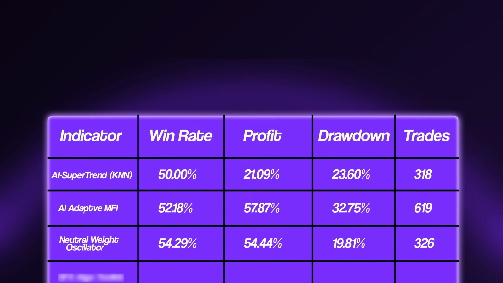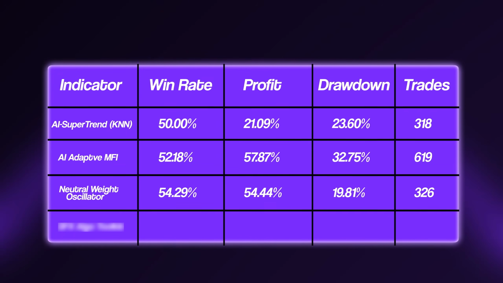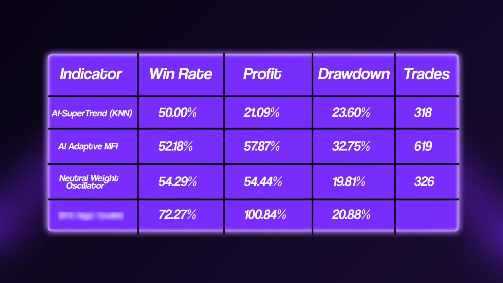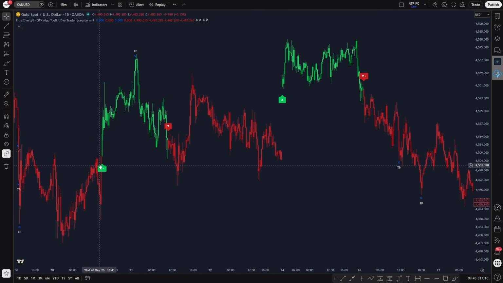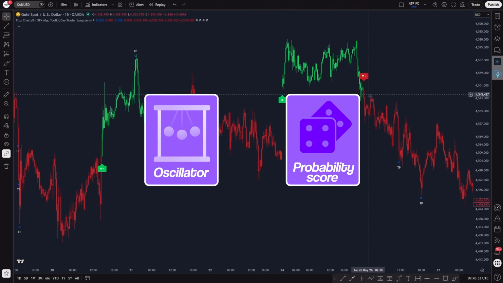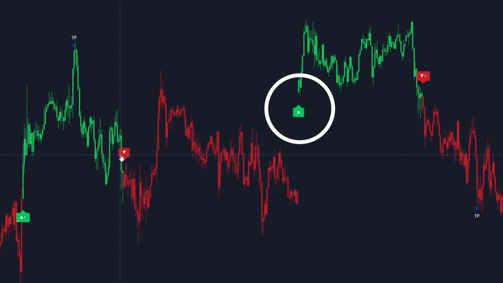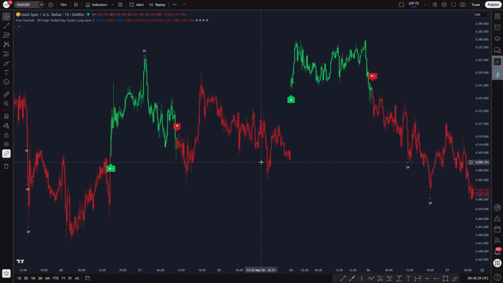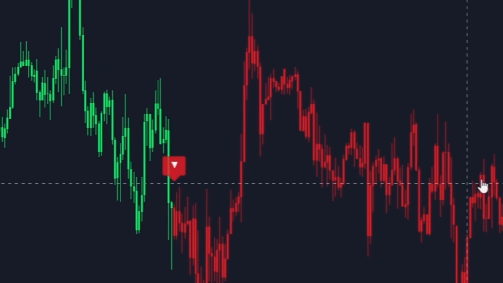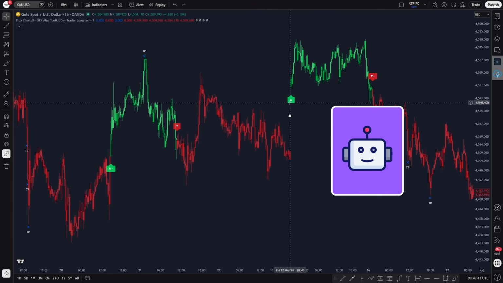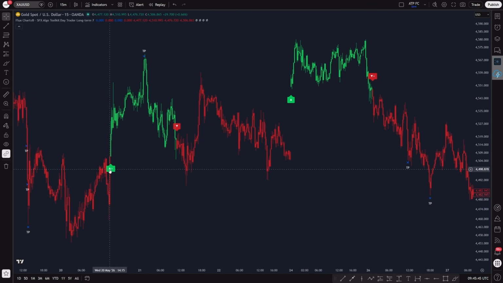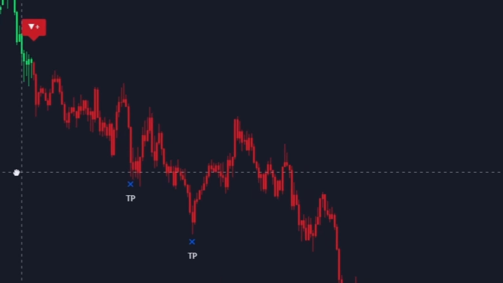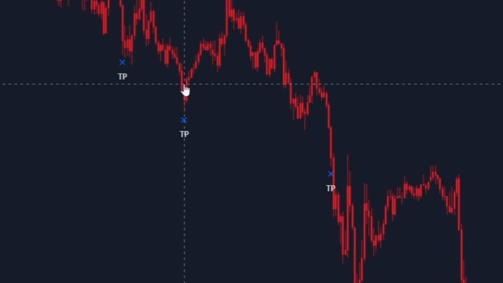Out of everything we tested today, this is the one with the highest win rate and the highest profit of all. Instead of an oscillator or a probability score, this one plots buy and sell signals right on the chart. And there are two types: standard signals, when the AI detects a potential trend shift, and plus signals, which only appear once extra conditions line up.